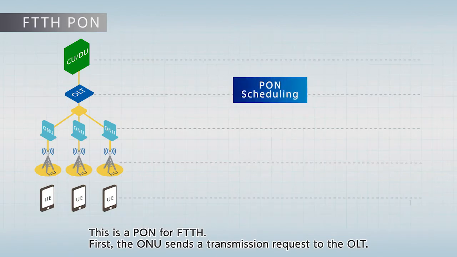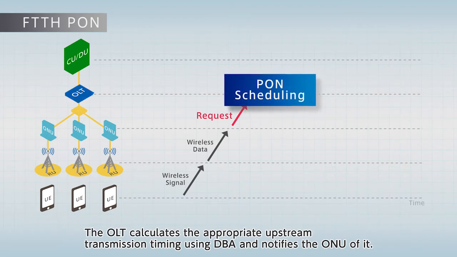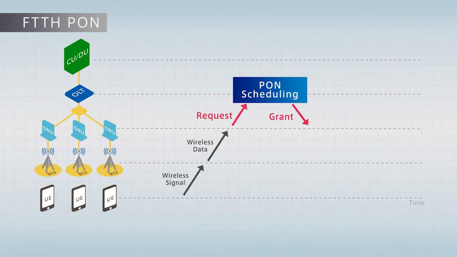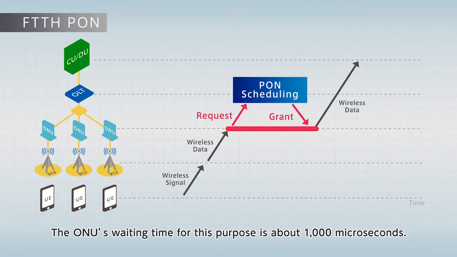This is a PON for FTTH. First, the ONU sends a transmission request to the OLT. The OLT calculates the appropriate upstream transmission timing using DBA and notifies the ONU of it. Accordingly, the ONU sends an upstream signal. The ONU's waiting time for this purpose is about 1,000 microseconds.